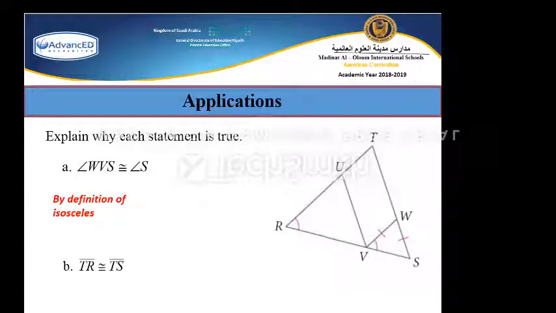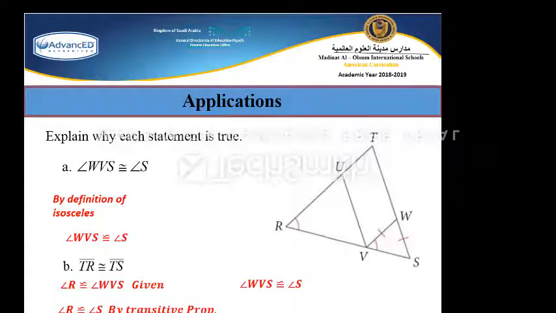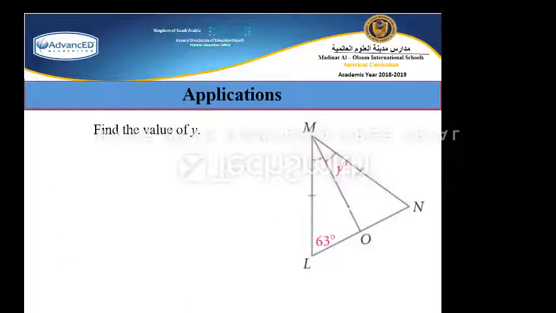How to prove that TR is congruent to TS? After proving in the previous step that angle WVS is congruent to angle S, and using the given that angle R is congruent to angle WVS, then by the transitive property we will find that angle R is congruent to angle S. Then TR is congruent to TS by the converse of the isosceles theorem.